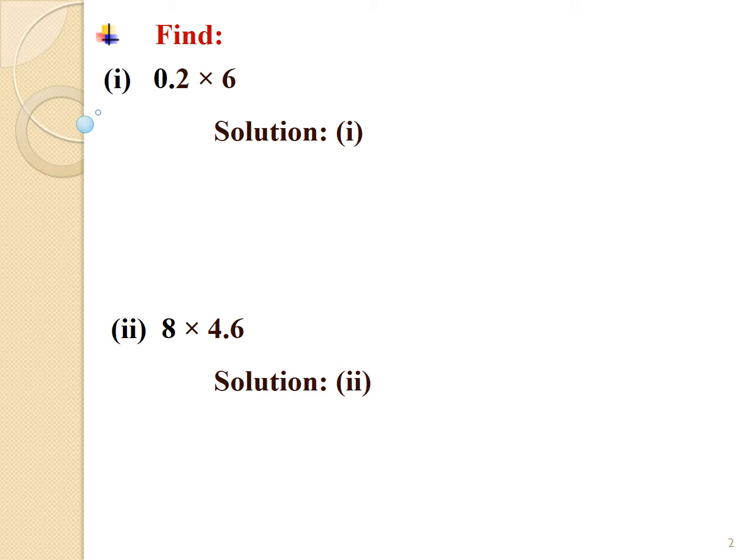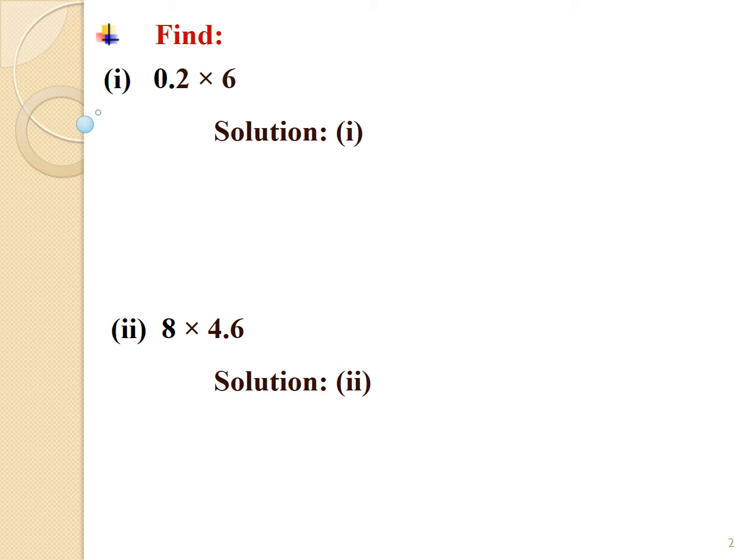Students, you have to remember that in order to multiply a decimal number by a whole number, you have to multiply the two numbers as whole numbers, ignoring the decimal point. Then you have to mark the decimal point in the product from the right side as many decimal places as there are in the given decimal number. So, let us solve question number 1, keeping in mind the rule of multiplication of a decimal by a whole number.